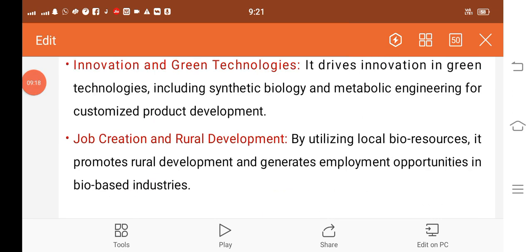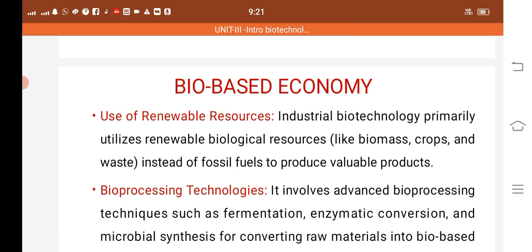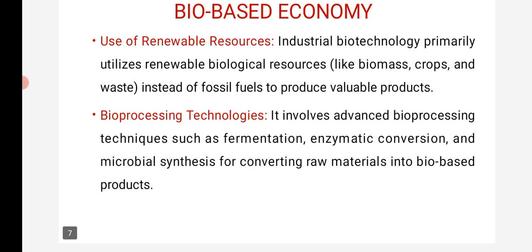Okay, so just to give an overview again of the bio-based economy. First of all, the use of renewable resources. When you choose natural products, they are renewable biological resources, useful for the production of products.